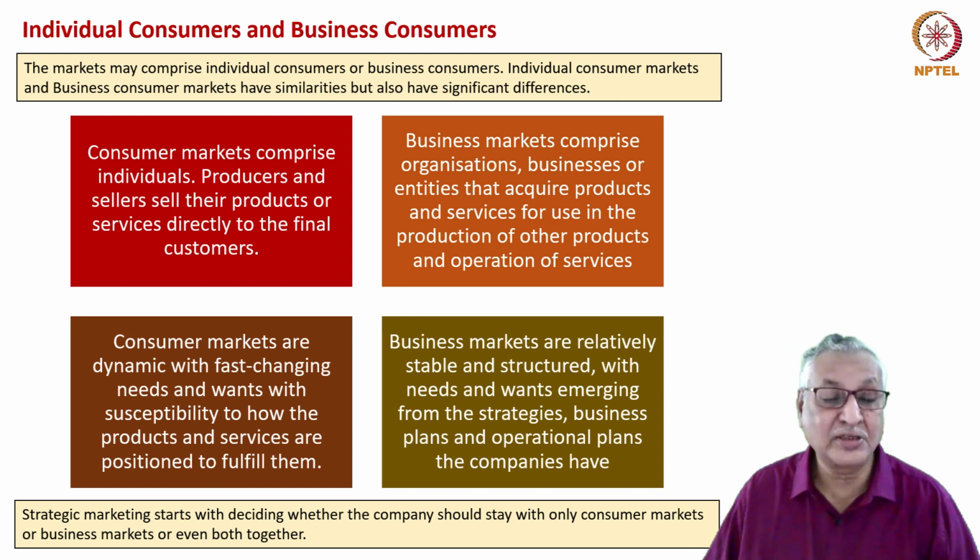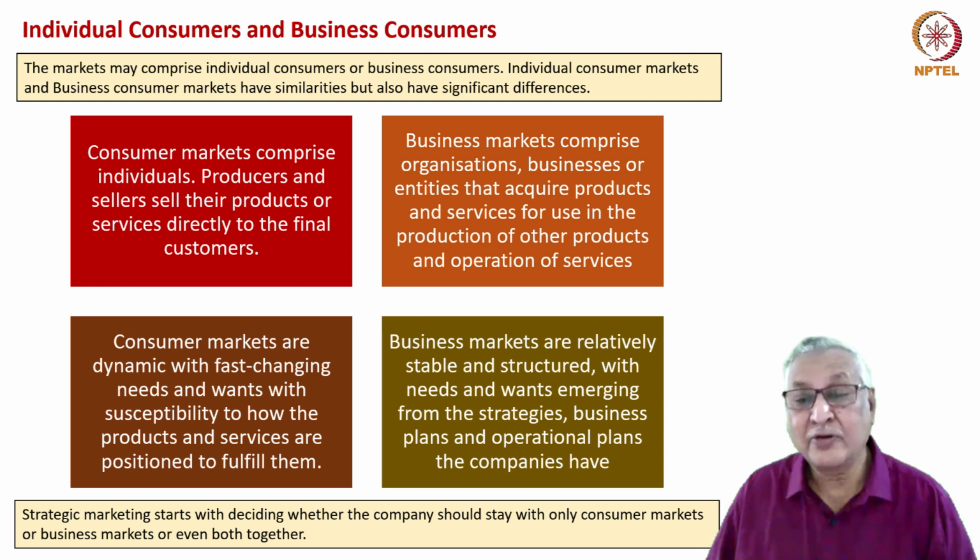We have to decide as strategic marketing personnel whether the company should stay only with consumer markets or business markets or even both together. If you look at the edible oil industry, you have consumer packs, that is, pouches, PET bottles, and cans. We also have tins. Tins are generally used for the business markets such as hotels, restaurants, and cafes, whereas consumer packs are used for individual consumer purchases.